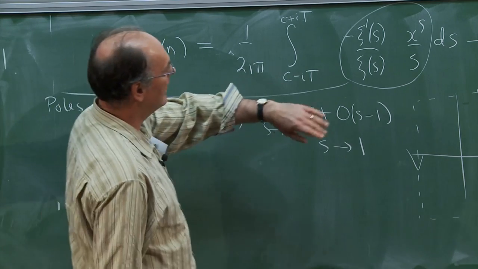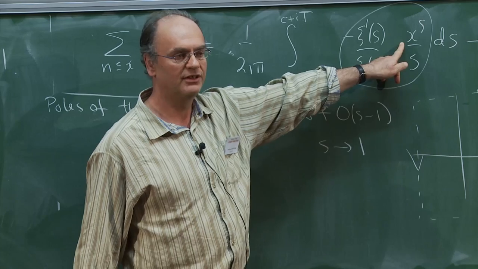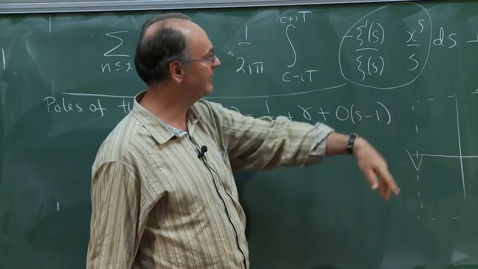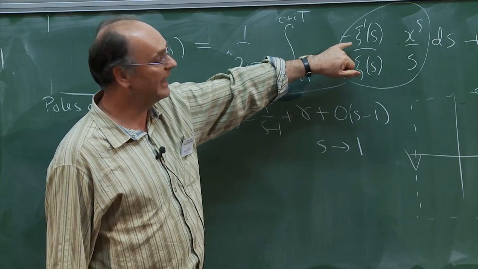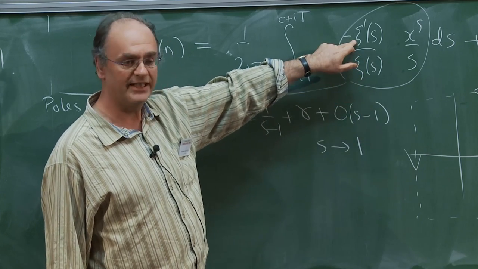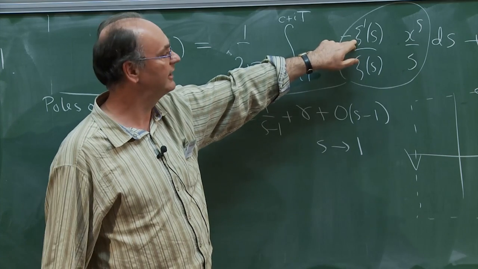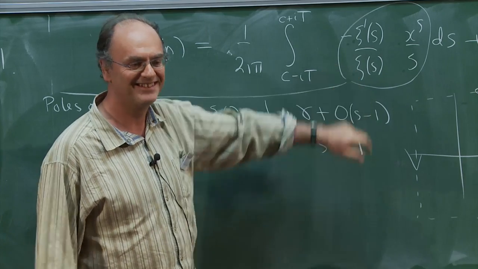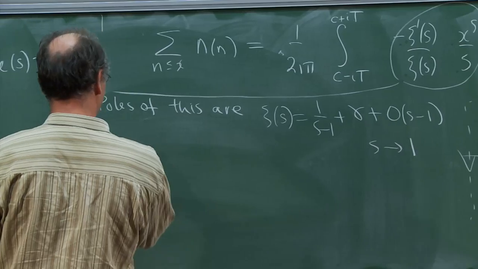Now, okay, why am I saying that? Well, let's have a look. What are the poles of this thing? Well, x to the s has no poles. 1 over s, there's a pole at s equals 0, but that's pretty benign. We'll think about that in a minute. Zeta prime over zeta. We're either going to have a pole of zeta prime or a zero of zeta. The poles of zeta prime are the same as the poles of zeta, because zeta is meromorphic. And then the zeros of zeta, well, they're the zeros of zeta. So what do we have? We have the pole at s equals 1.